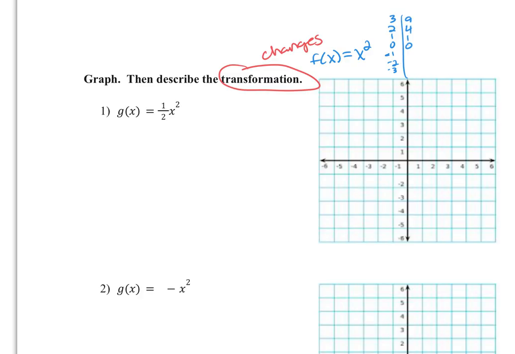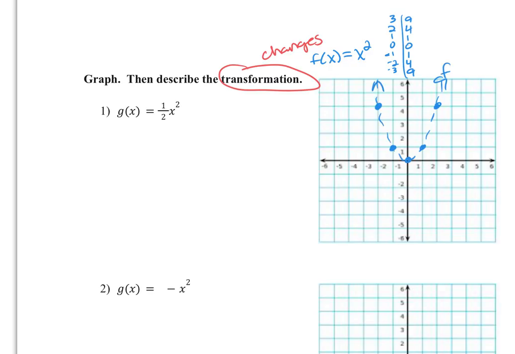So -1 squared is -1 times -1, which is +1. -2 times -2, +4. -3 times -3, +9. Now, my graph here only goes to 6 and -6, so I won't be able to graph my 3's, but we'll go ahead and graph the -2, 4, the -1, 1, the 0, 0, +1, 1, and +2, 4. And we'll make that dashed.